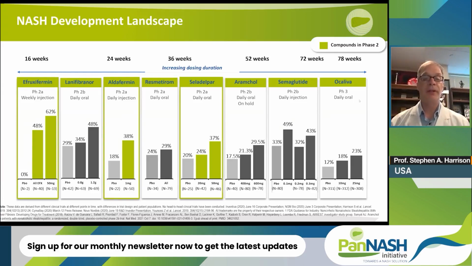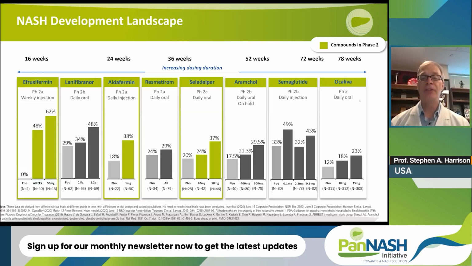So efruxifermin was dosed for 16 weeks, and we see 62% improvement in fibrosis with the high dose group, and 48% when you take all comers, compared to placebo with 0. Now, it's interesting to note the way this study was designed is patients only underwent liver biopsy if they had improvement in the non-invasive test, particularly MRI-PDFF. So not many people in placebo achieved that. In fact, only 2 underwent biopsy. So the numbers are relatively small, but it does show the potential impact of this class of drug on fibrosis.